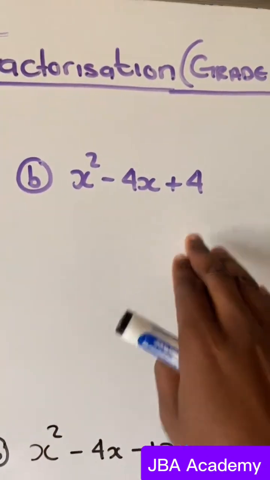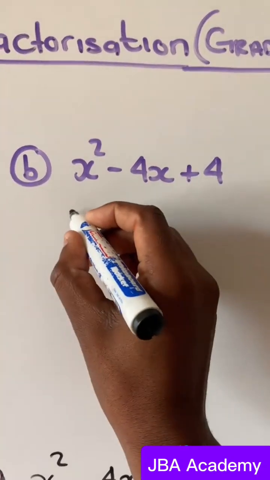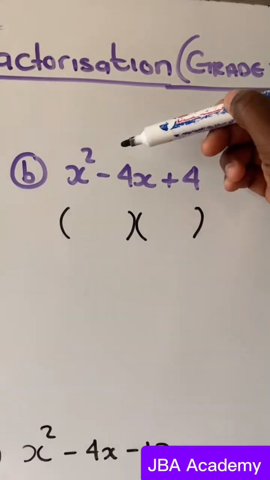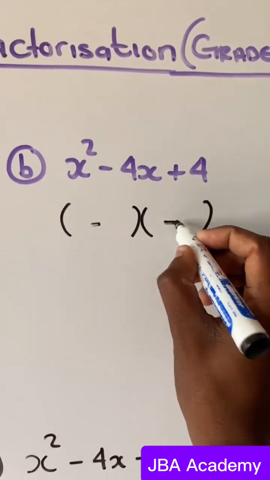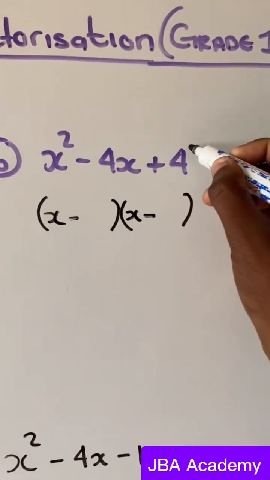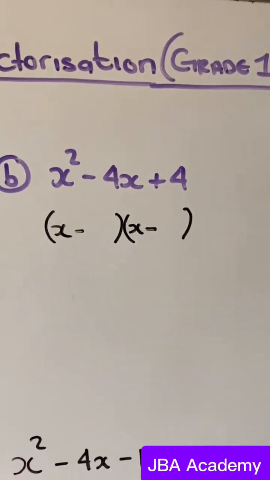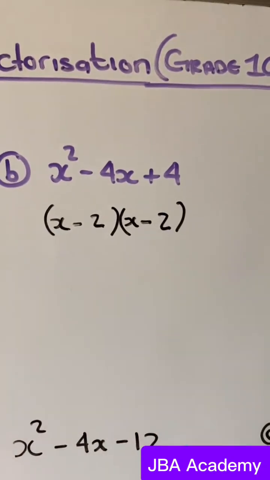Here we have that the last term is what? It's positive. Now the signs in the brackets will be the same. So what will be those signs? Well, it's going to be negative because the middle term is negative. So it's going to be negative and negative. How do we get the first term? It's always the easiest. Well, two factors, when you multiply them, they give us 4. But when we add them, they give us negative 4. Well, that's going to be negative 2 and negative 2.